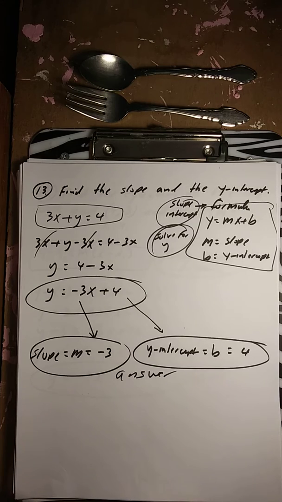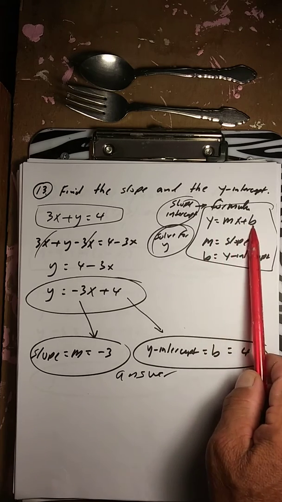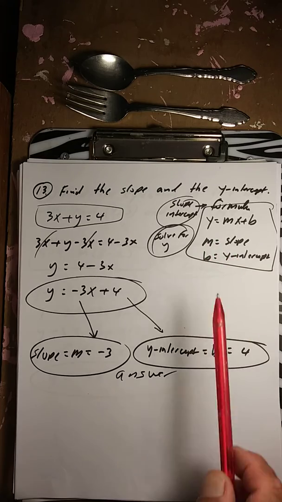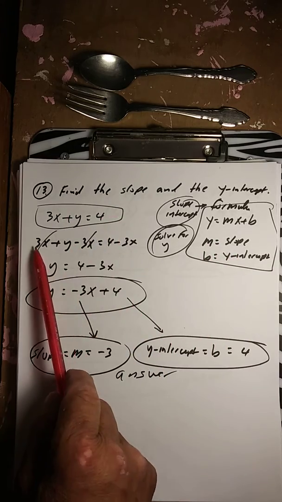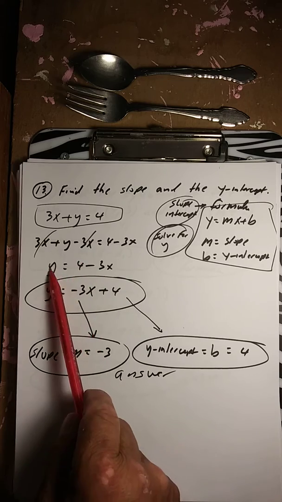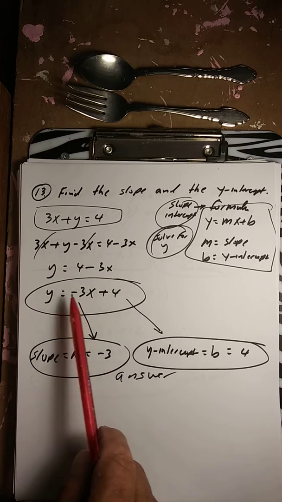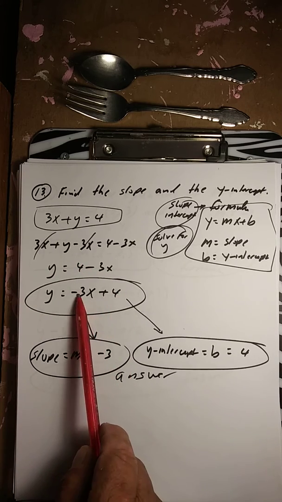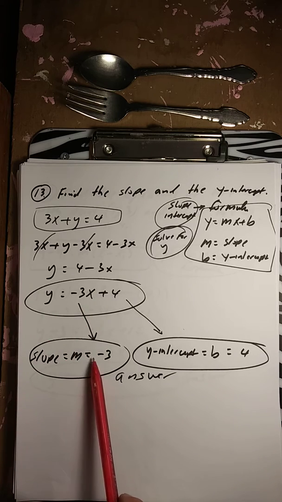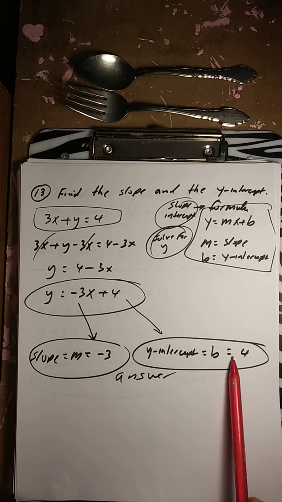Find the slope and y-intercept. So you need to make it look like this. Y equals mx plus b. There's a slope m. B is a y-intercept. So rewrite this. Minus 3x. These are gone. So y equals 4 minus 3x. Rewrite it. Y equals negative 3x plus 4. And this is the slope. Slope equals m equals negative 3. And the y-intercept is 4.